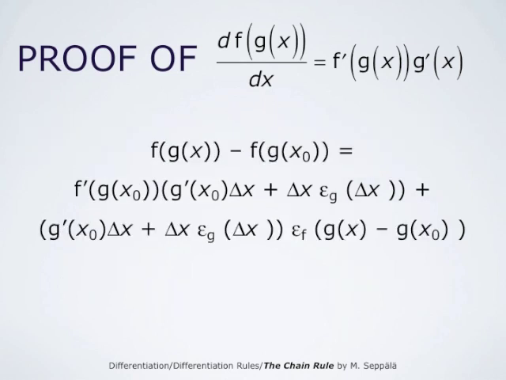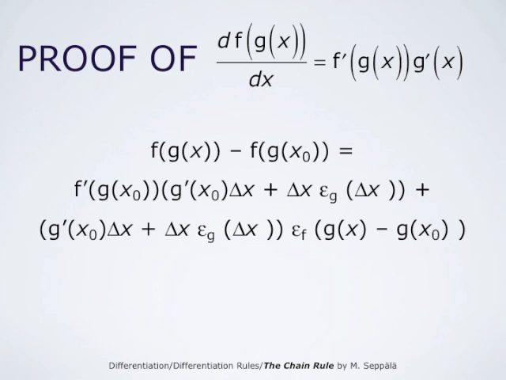We plug the definition of differentiability of the function g into the definition of differentiability of the function f, and we get that f at g of x minus f at g of x0 equals f prime at g of x0 times g prime at x0 delta of x plus delta of x epsilon g delta of x, plus the product g prime at x0 delta of x plus delta of x epsilon g delta of x, and that's multiplied by epsilon f evaluated at g of x minus g of x0.